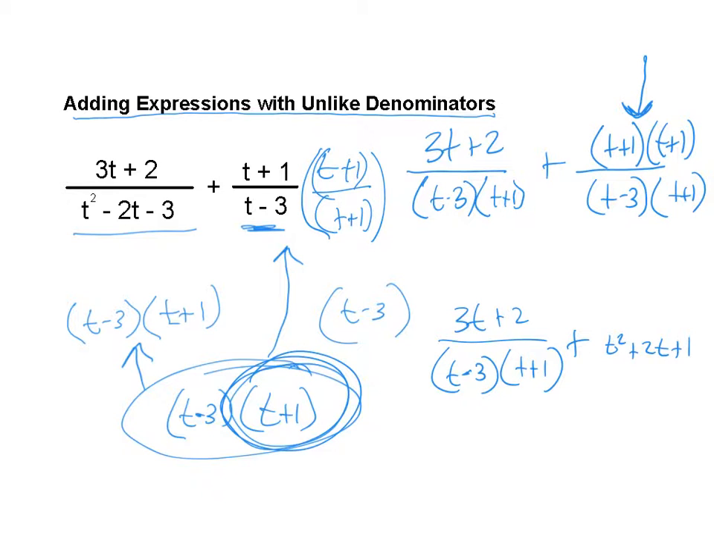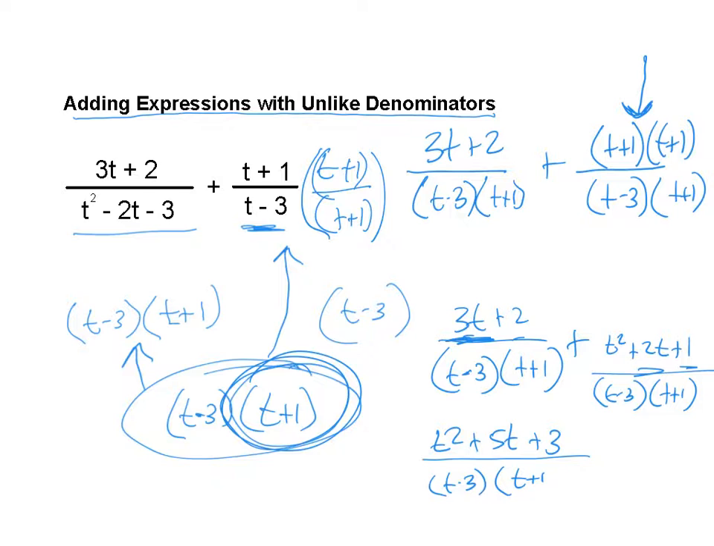And again, our denominators were the same, right? T minus 3 and t plus 1. So now we can add them together. Notice we have no t squared on this side, so t squared. We have 2t plus 3t plus 5t. And we have 2 plus 1 plus 3. And then our denominator stays the same, t minus 3, t plus 1, and there we are.